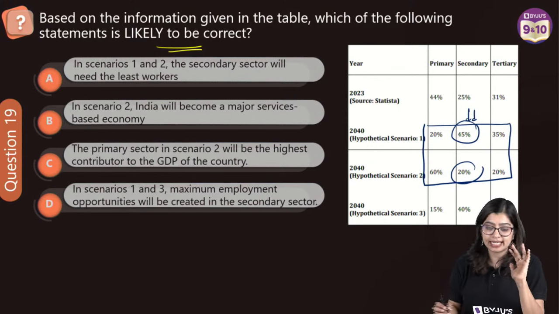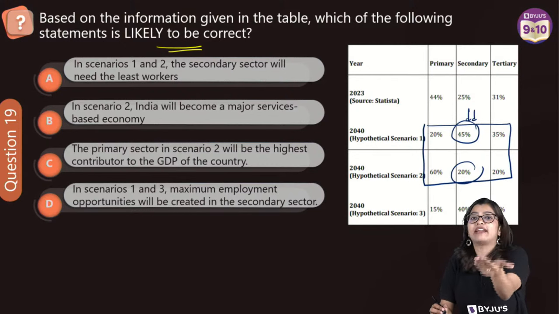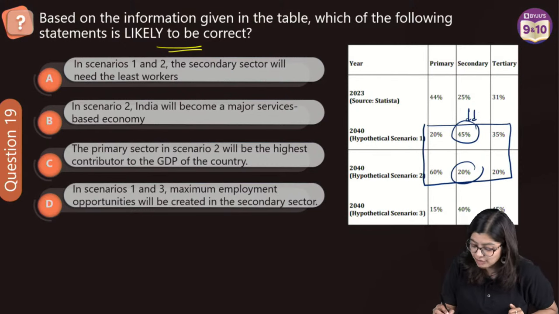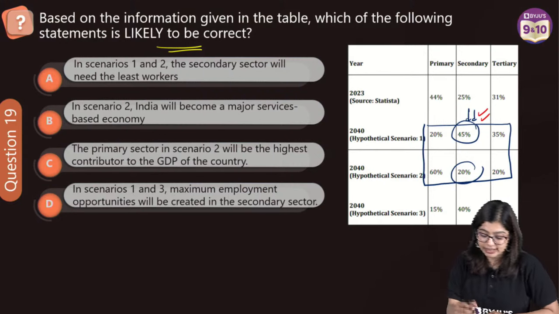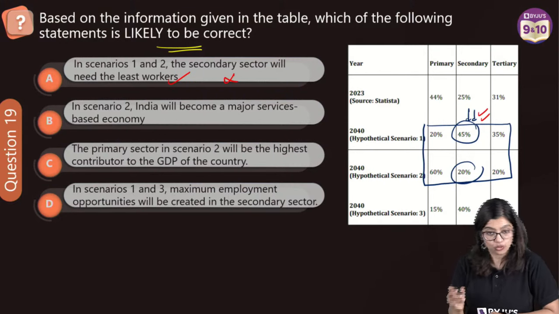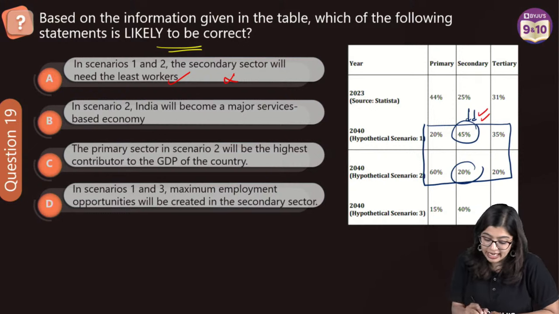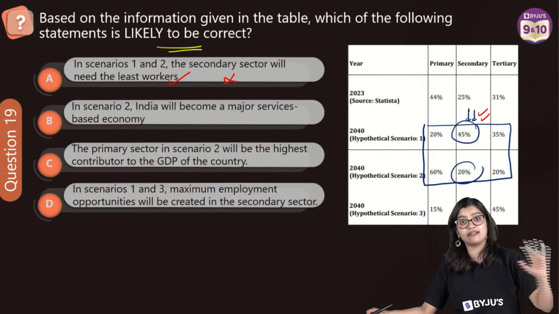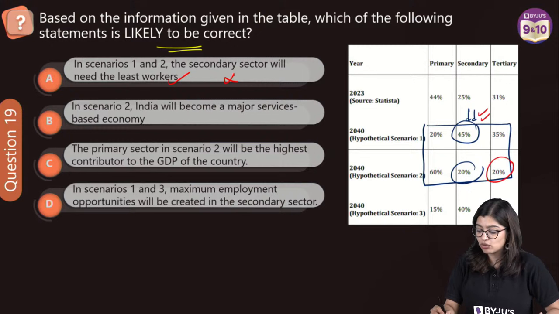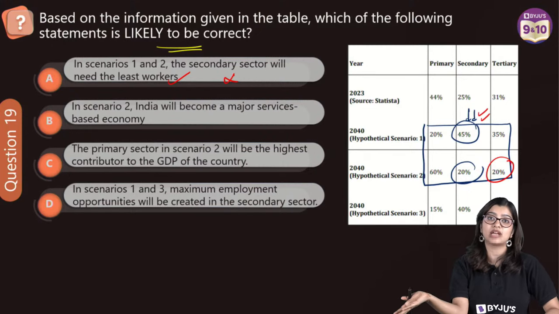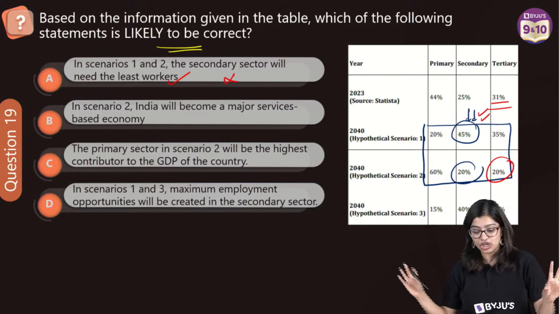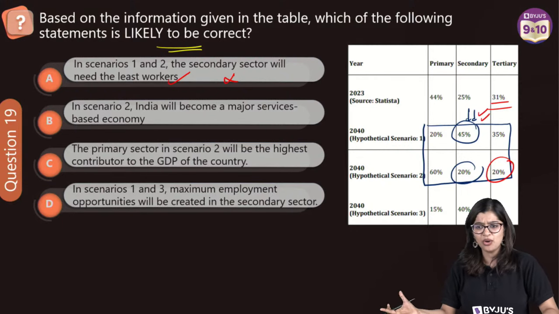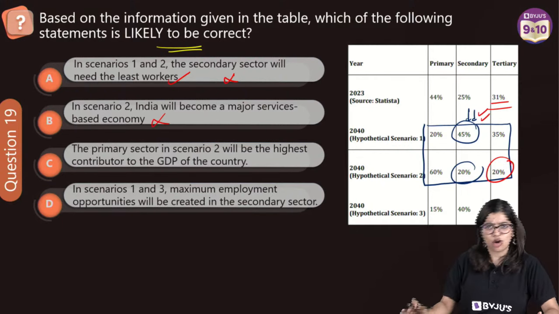No. If the contribution of the secondary sector has increased, that means that more manufacturing is happening. If more manufacturing is happening, that means that more workers would be required. So, no. Now, the next one says that in scenario 2, India will become a major service-based economy. How? In scenario 2, our service contribution, the tertiary sector, has come down all the way to 20% from 31. Are we going to become a major service-based economy? No, we are not, not with a 20% contribution.